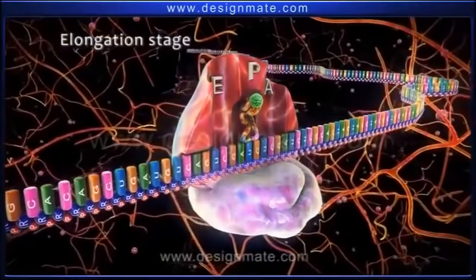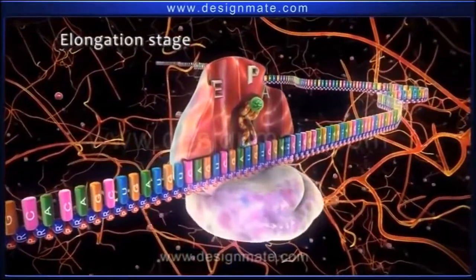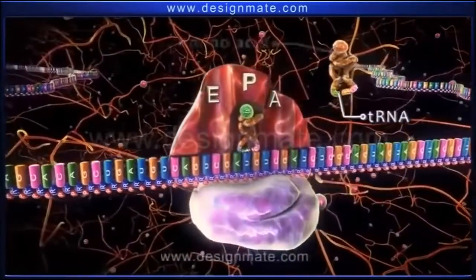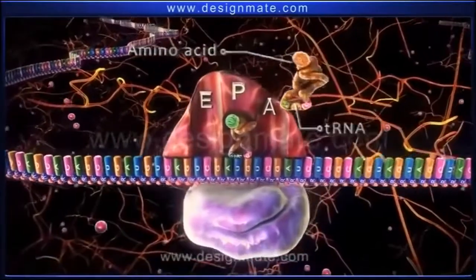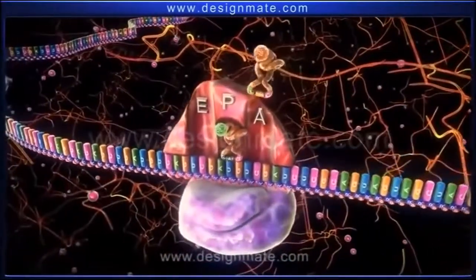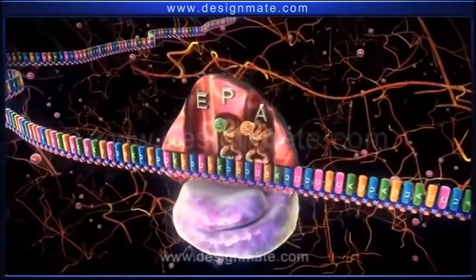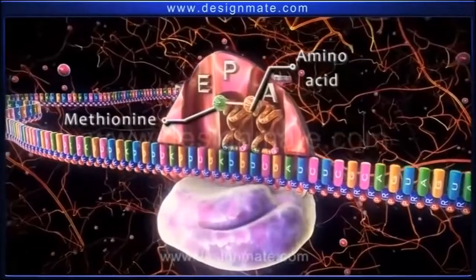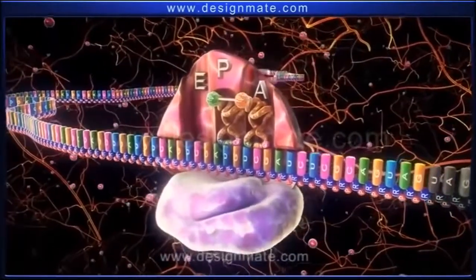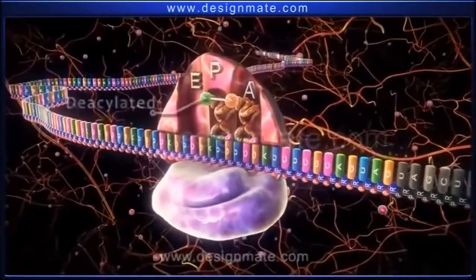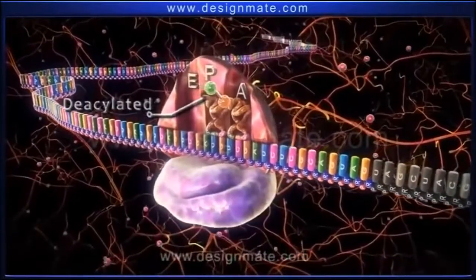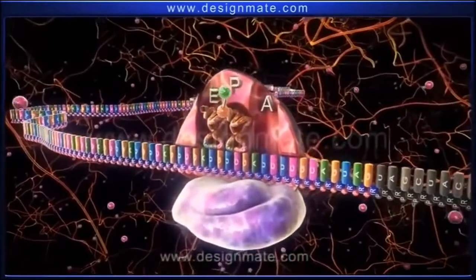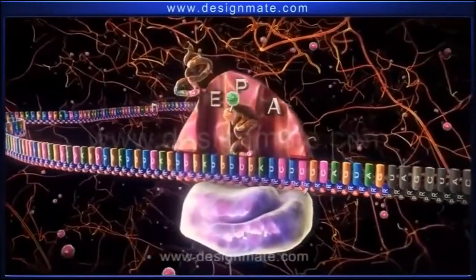This is followed by the elongation stage. During this stage, another tRNA carrying a molecule of an amino acid approaches the mRNA ribosome complex and fits in the A site. Then a bond is formed between methionine and the amino acid molecule on the tRNA. As a result, met-tRNA becomes deacylated. The ribosome then advances a distance of 1 codon and the deacylated tRNA shifts to the E site from where it dissociates.